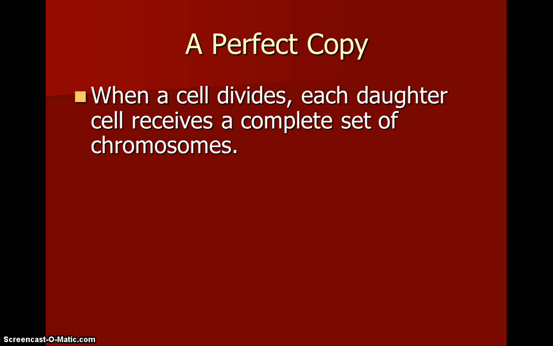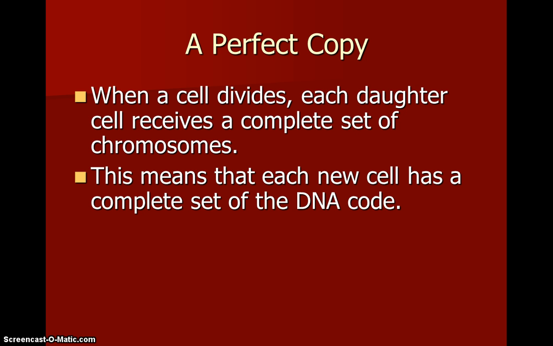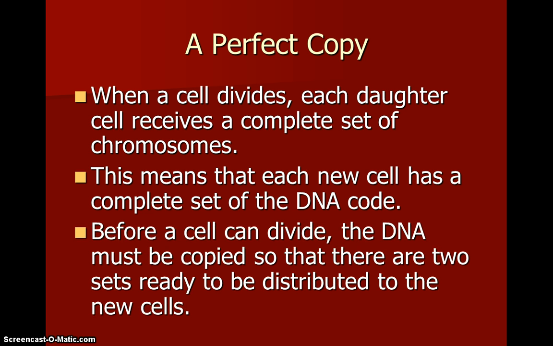Here is a little pre-activity that I want you to do. When a cell divides, each daughter cell receives a complete set of chromosomes. We know that from mitosis and meiosis. This means that the new cell has a complete set of its own DNA code. Before a cell can divide, the DNA must be copied so that there are two sets to be distributed into new cells.